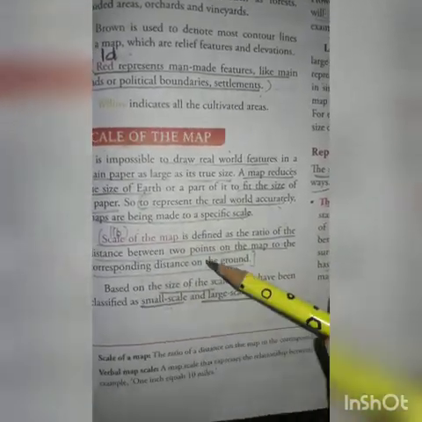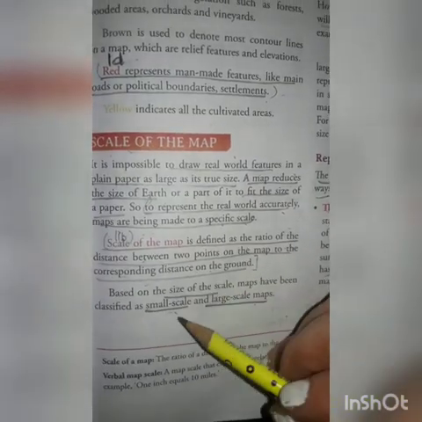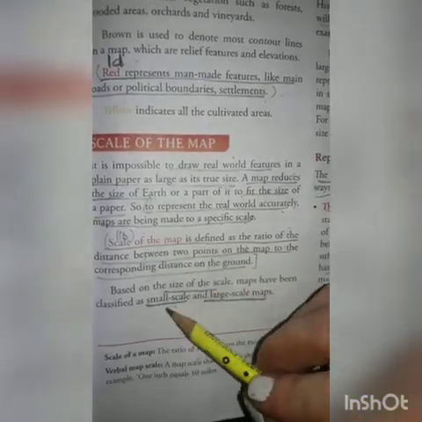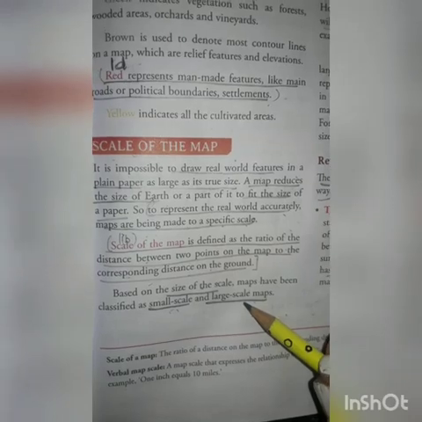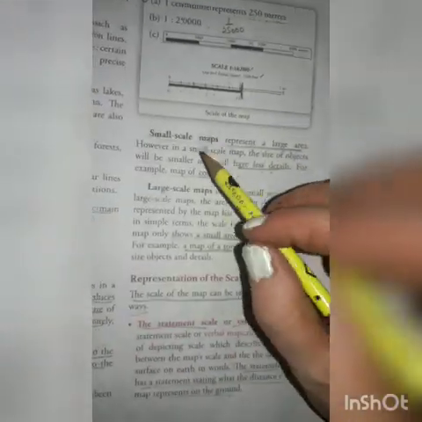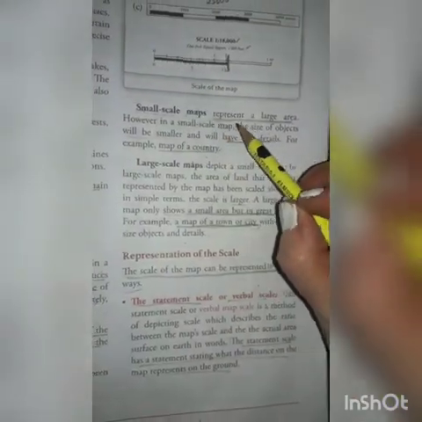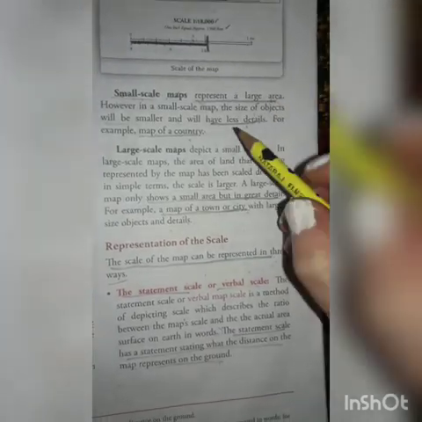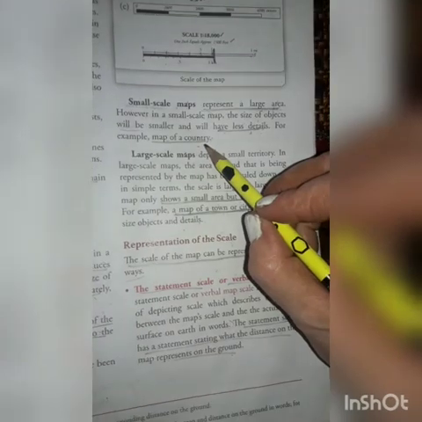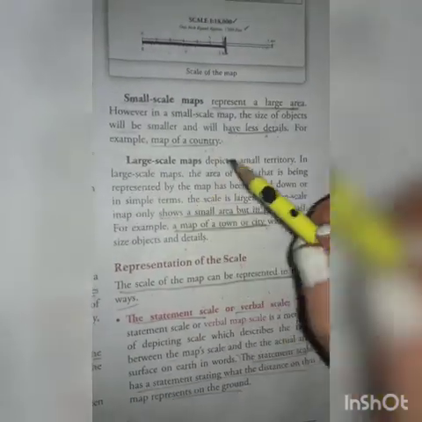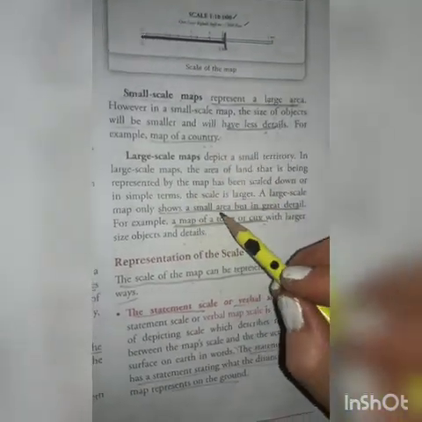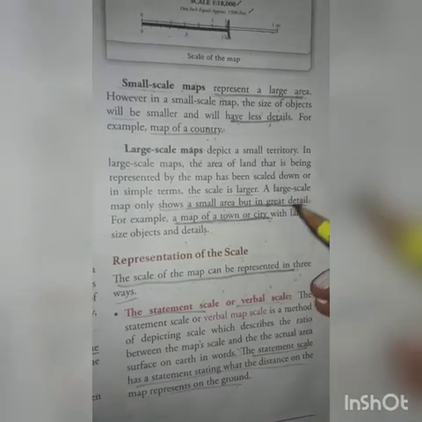So based on the size of the scale, maps are classified into small scale as well as large scale maps. Please underline. Small scale maps represent a large area. It shows less details. For example, a map of a country. Large scale maps show a small area but in great detail. Example, a map of a town or city.